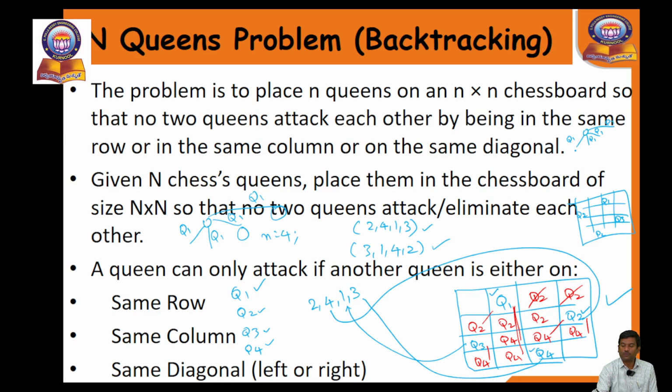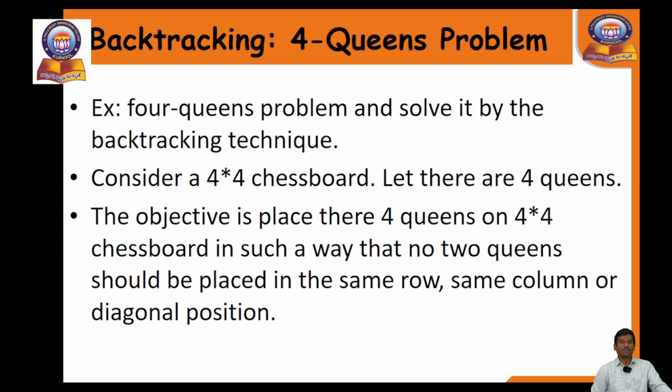If you take q1 in 1, find whether I can place q2 in 1, and similarly this process goes on. If in any case it does not lead to the solution, backtrack and find the other possible paths until you reach the respective end. That is the concept of the 4 queens problem. The 4 queens problem can be solved by using the backtracking technique.